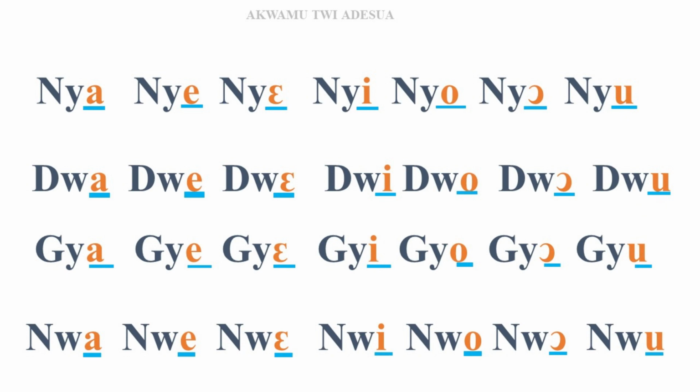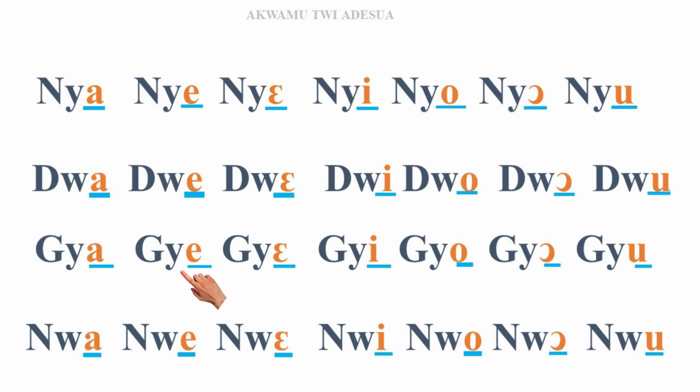Now we also have G and then J, which gives us the J sound. So when we introduce all the vowels to the J, we have J plus A, which will give us Ja, which is the GY and A, which will give us Ja.